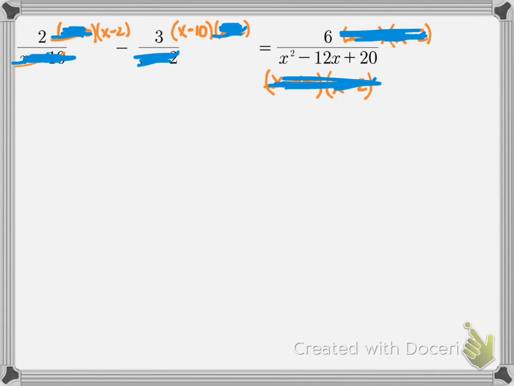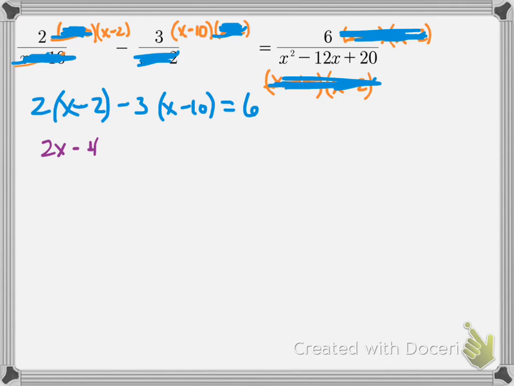And so now we're left with something that's kind of easy to solve. We have 2 times x minus 2, minus 3 times x minus 10, and that equals 6. Now we just need to multiply. So we're almost done. That's 2x minus 4 minus 3x plus 30 equals 6.